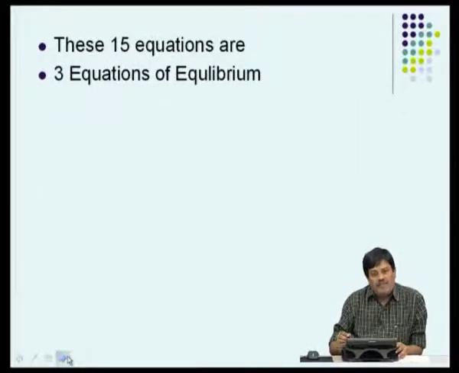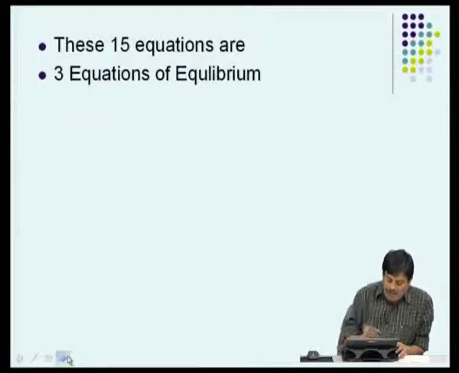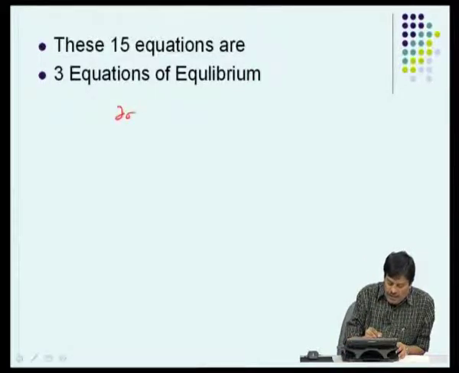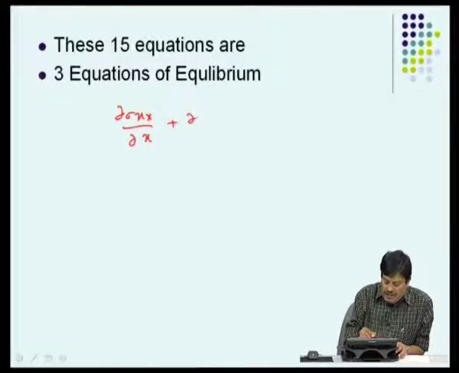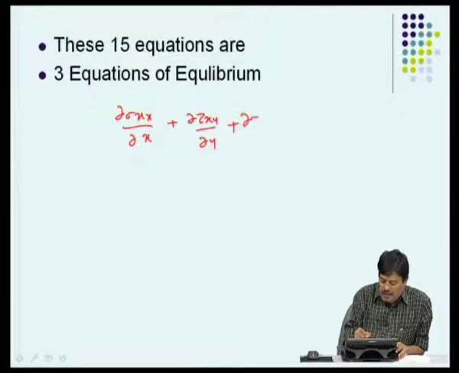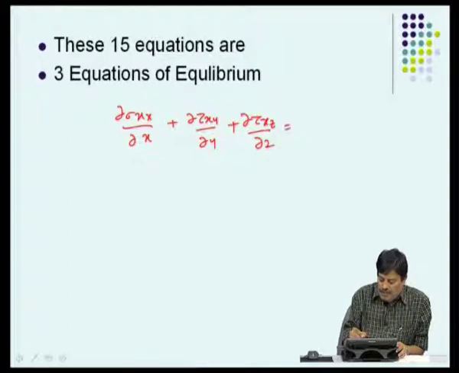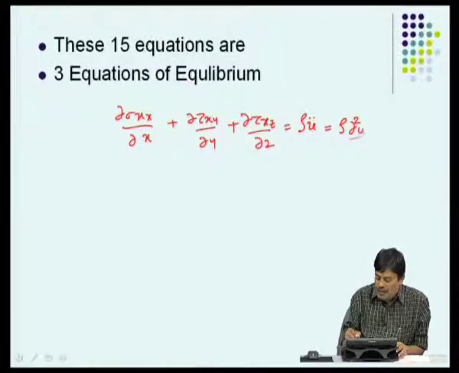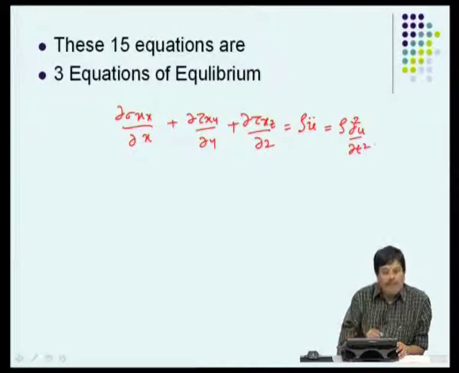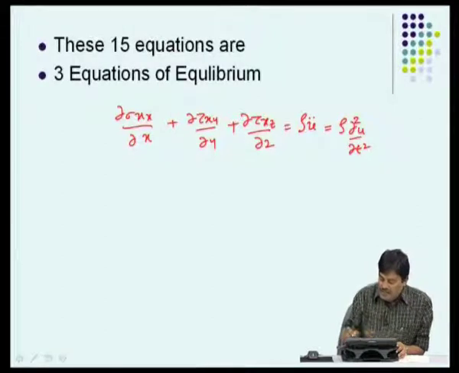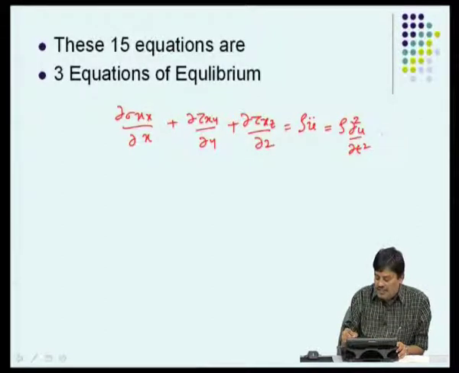Out of which we have 3 equations of equilibrium, which are given by d sigma xx by dx plus d tau xy by dy plus d tau xz by dz, which will be equal to rho into u double dot. U double dot is d square u by dt square. This is the equilibrium in x direction.